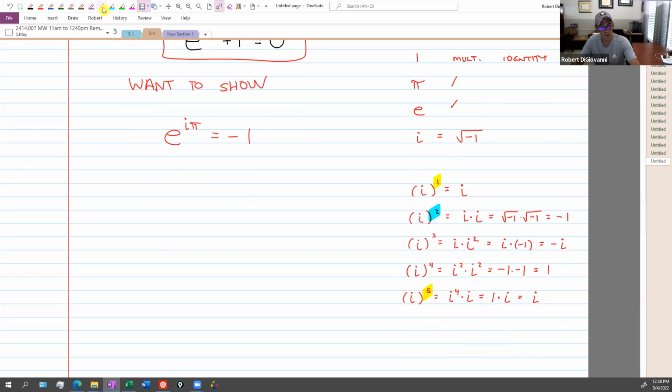Here we go. I'm going to start with this side and show it's equal to -1. e to the i pi is equal to 1 plus i pi plus 1/2 i pi squared plus, sorry, I'm going to do factorials: 1 over 2 factorial, i pi squared, plus 1 over 3 factorial, i pi to the 3rd, plus 1 over 4 factorial, i pi to the 4th, plus 1 over 5 factorial, i pi to the 5th. I need to go out a little bit for you to see this.